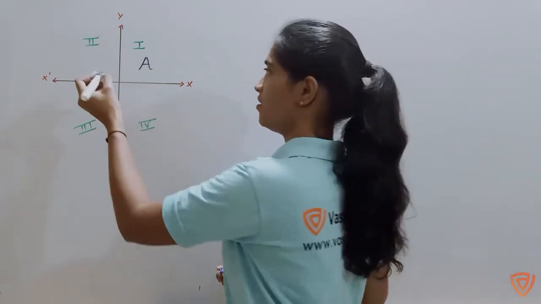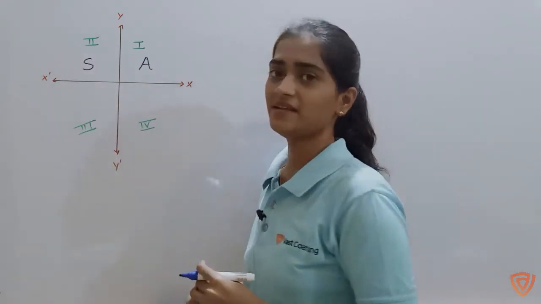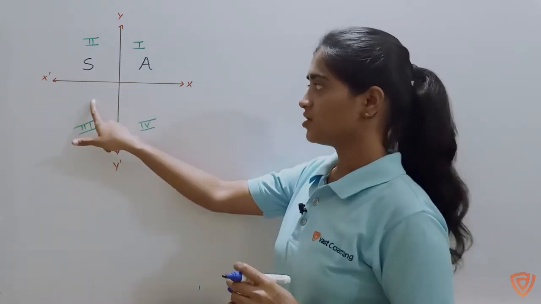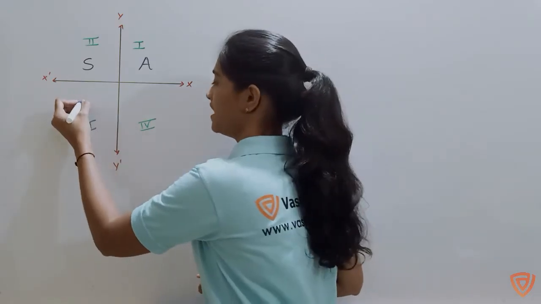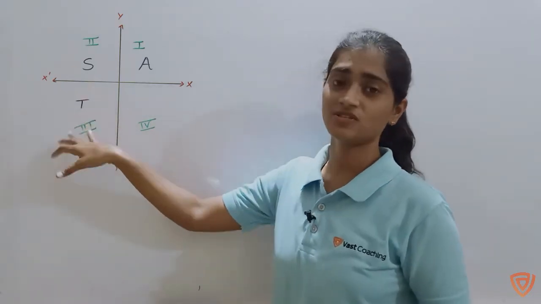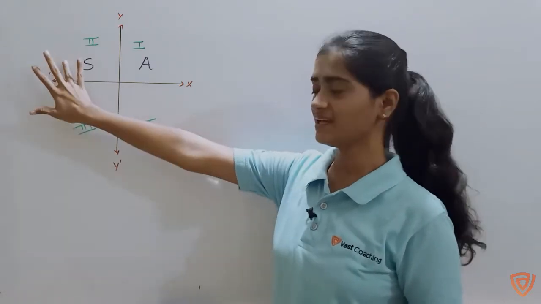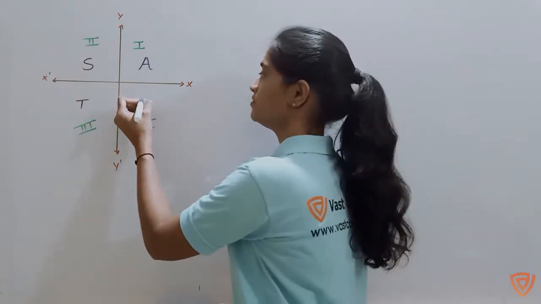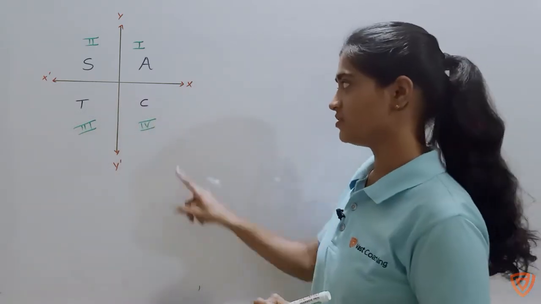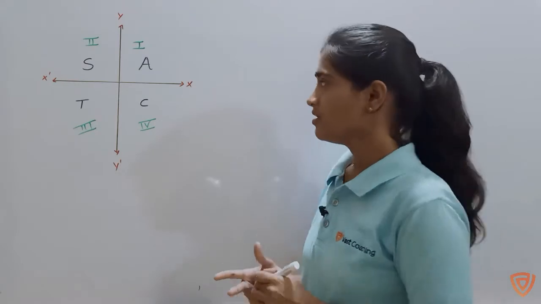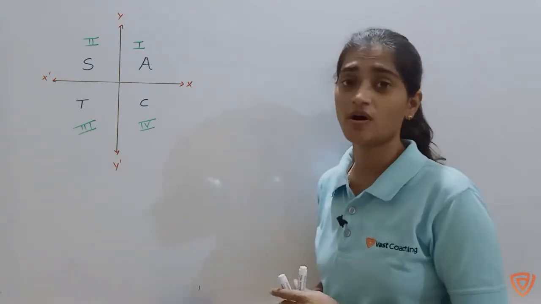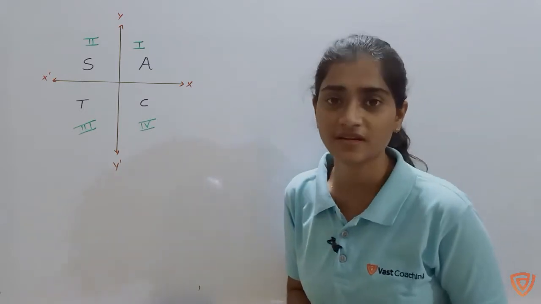In the second quadrant, sine and its reciprocal cosecant are positive. In the third quadrant, tan and its reciprocal cot are positive, and the rest are negative. Similarly, in the fourth quadrant, cos and its reciprocal secant are positive. So we can remember this sign convention, or in which quadrant the respective trigonometric ratio is positive.